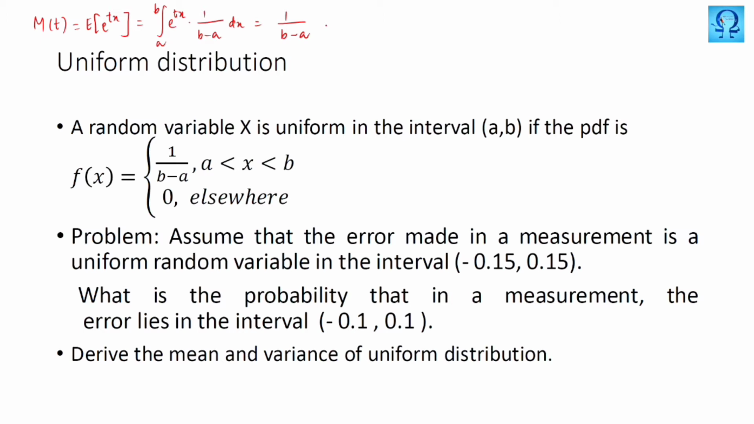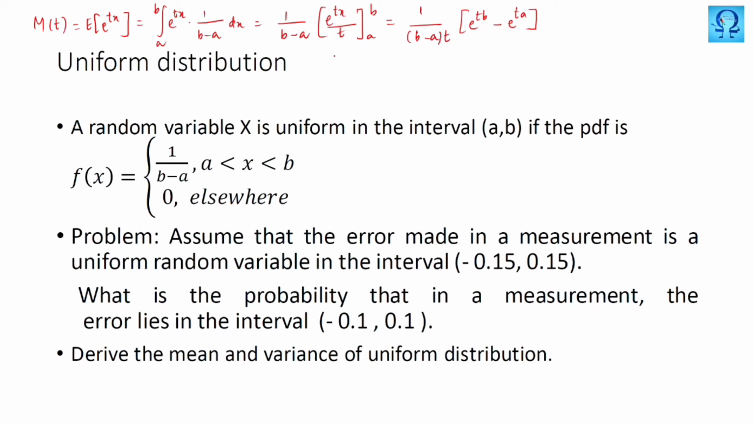Okay, the integral of e to the power tx is e to the power tx divided by t, over the limit a to b. Okay, when we substitute it, what will we get? Anyway this t is independent of x, so we shall take the t outside: 1 upon b minus a times t, and this would be e to the power tb minus e to the power ta. Okay, this is the moment generating function of this distribution.